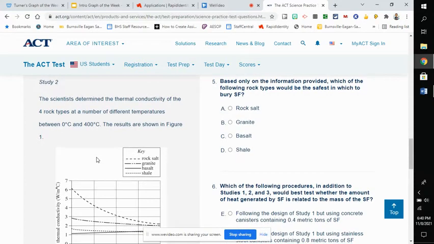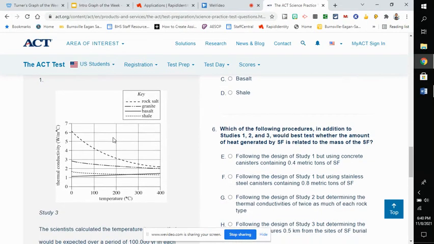Study 2. So scientists determined the thermal conductivity of the four rock types at a number of different temperatures between 0 and 400 degrees Celsius, and the results are shown in Figure 1. So here's a graph, right? That's what we're focusing on right now. We're going to learn about how to interpret graphs.